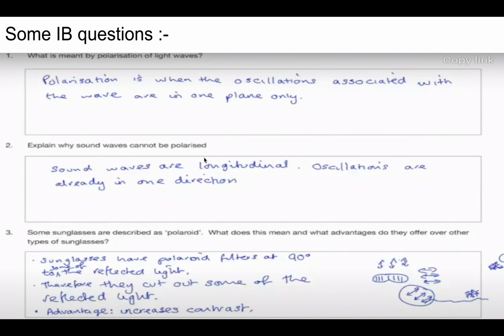Some sunglasses are described as Polaroid. What does this mean and what advantages do they offer over other types of sunglasses? This question is based on the uses of the polarization of light. Sunglasses have Polaroid filters at 90 degrees to some of the reflected light. Therefore, they cut out some of the reflected light. Advantage: increases contrast.